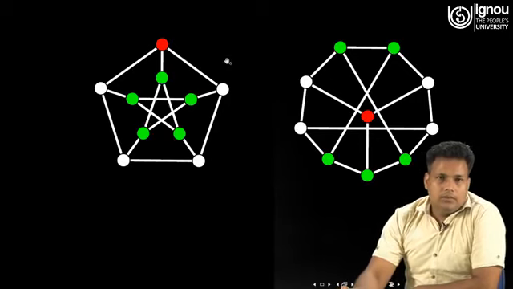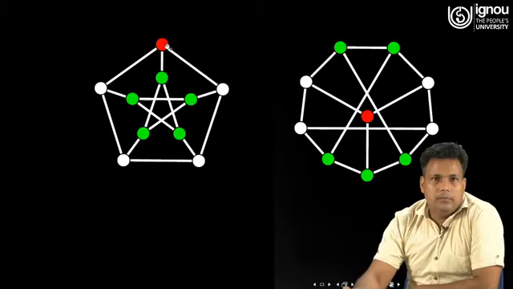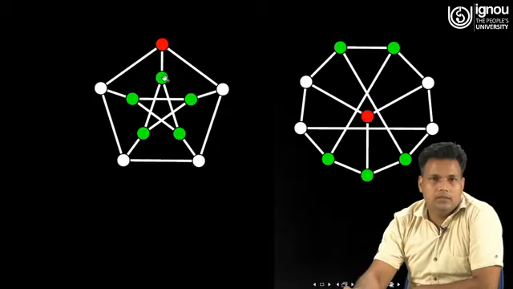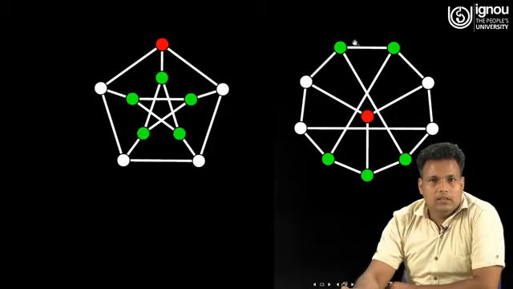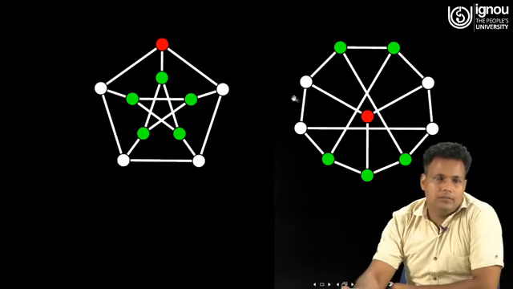Now an isomorphism is clear. You just map the red vertex to that red one, and its green neighbor to this one, and so on. You can map all these vertices, so that this mapping results in an isomorphism. So this is an isomorphic copy of the Petersen graph.